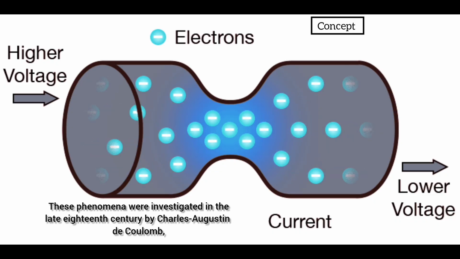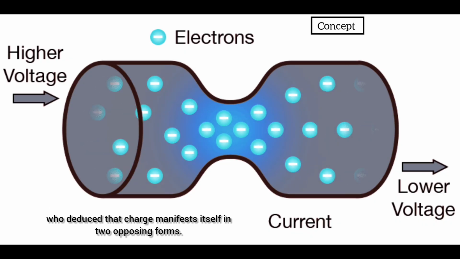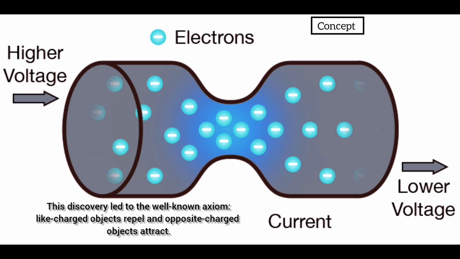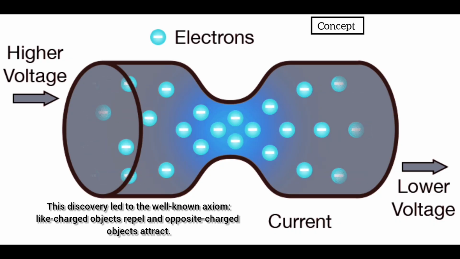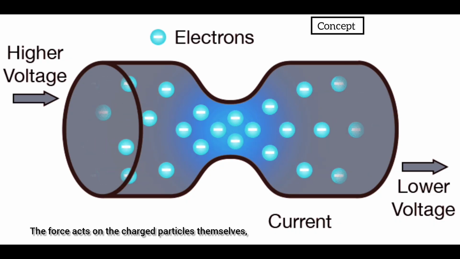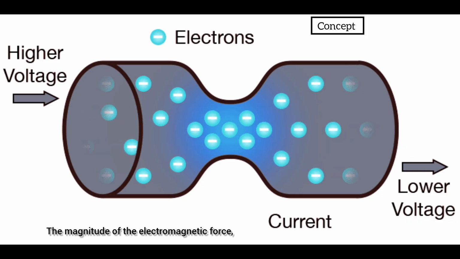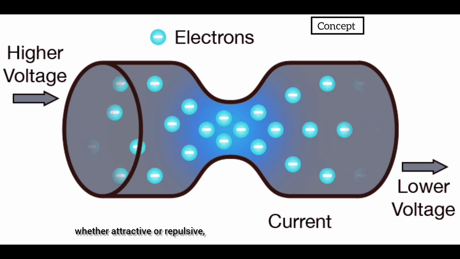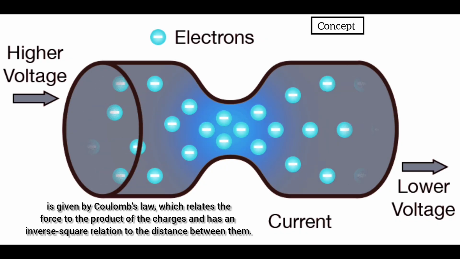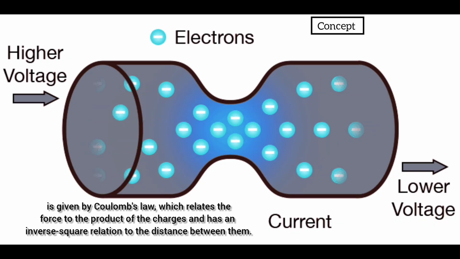These phenomena were investigated in the late 18th century by Charles Augustin de Coulomb, who deduced that charge manifests itself in two opposing forms. This discovery led to the well-known axiom, like-charged objects repel and opposite-charged objects attract. The force acts on the charged particles themselves, hence charge has a tendency to spread itself as evenly as possible over a conducting surface. The magnitude of the electromagnetic force, whether attractive or repulsive, is given by Coulomb's law, which relates the force to the product of the charges and has an inverse square relation to the distance between them.